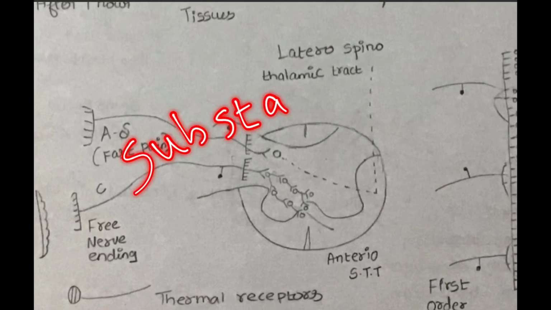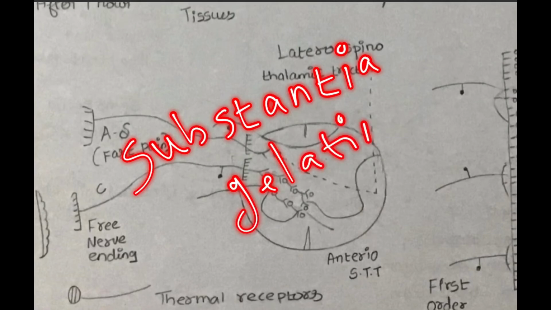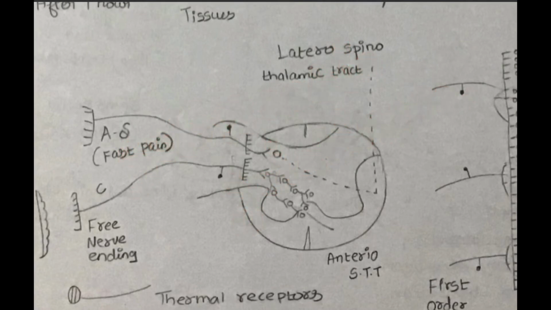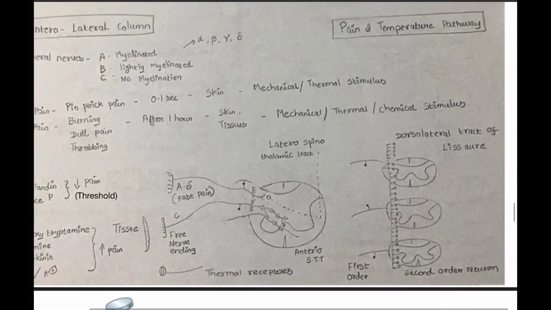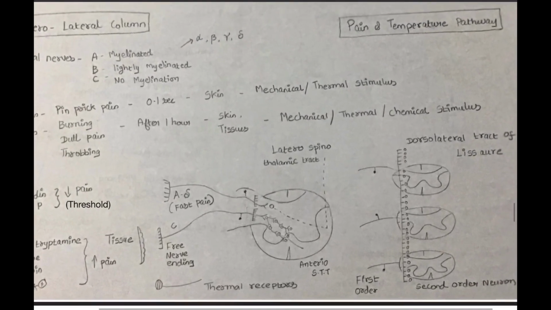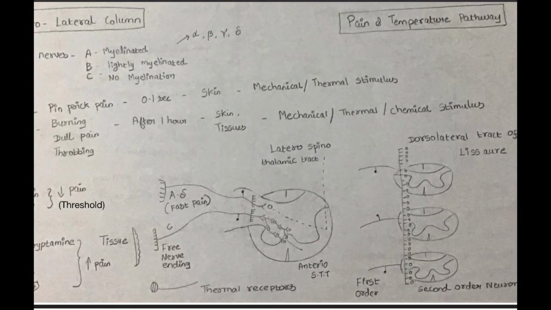Substantia gelatinosa. This area plays an important role in the modulation of pain. In this area there are substances produced that will either decrease the pain or increase the pain, and we call this area a gate for the pain pathway. Either it will increase the pain or it will decrease the pain.